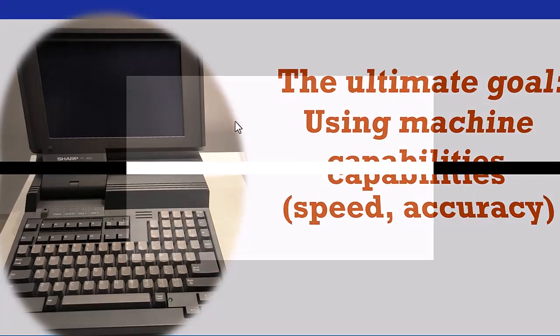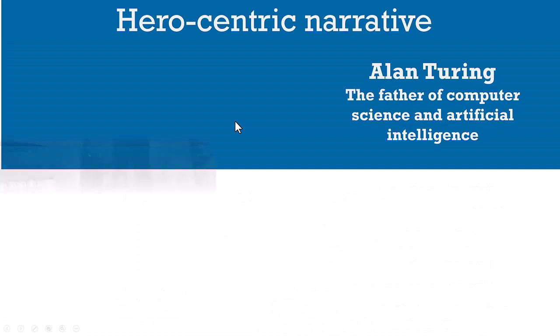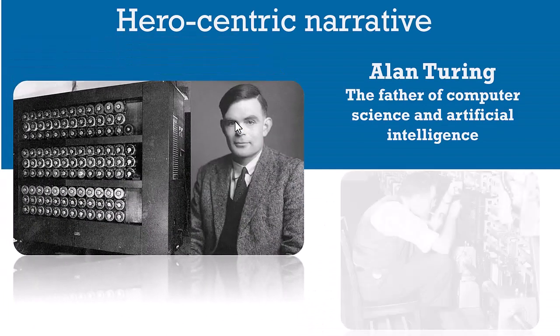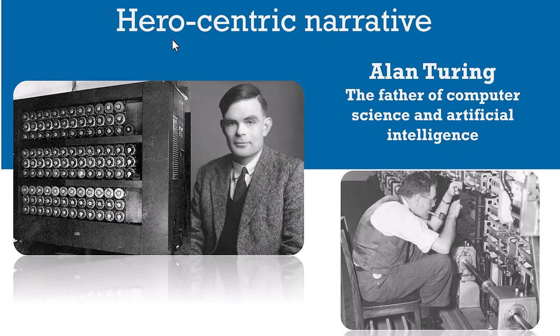A hero-centered narrative of the birth of the computer could be the arrival of Alan Turing, the father of computer science and artificial intelligence. He appeared once and invented a computer, and now everything we do is a continuation of his work. But this expression does not clarify anything for us. Even if we read the biography of this person, we still cannot learn much about how a computer works.